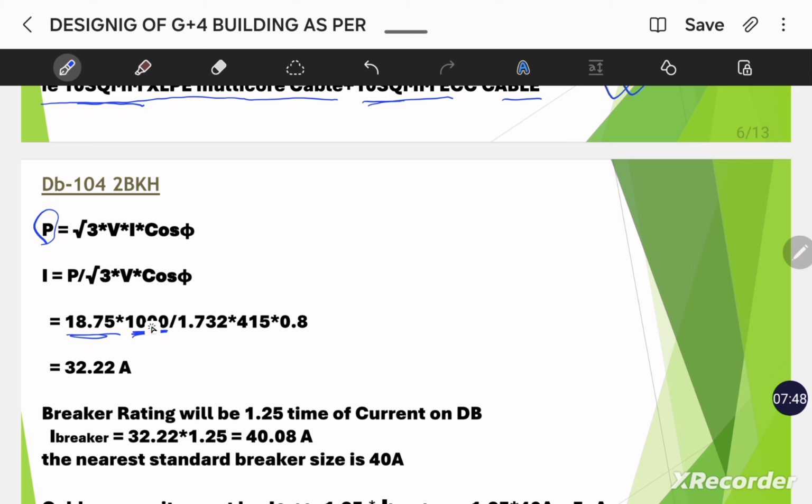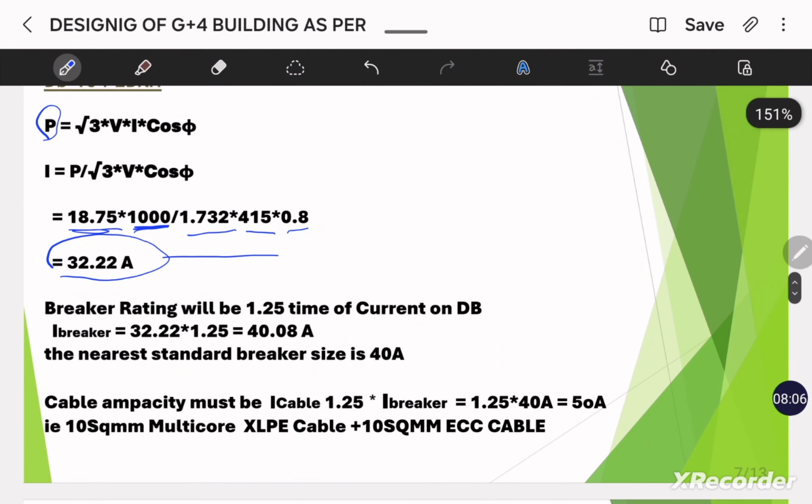So to change it to watt, I multiply it by 1000, divided by root 3, that is 1.73, into voltage, that is 415 volt, into power factor. Once we calculate this one, we will get the value of 32.2522 ampere. As I told you, the breaker rating will be 1.25 times the current on dB. So the current on dB is 32.2 ampere. So the breaker rating will be 32.22 ampere into 1.25, that is equal to 40.08 ampere.